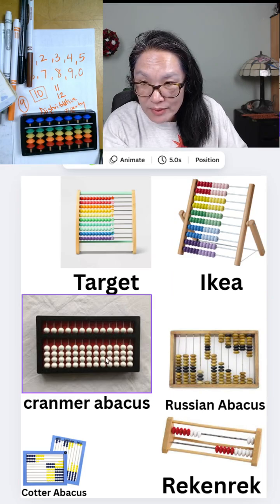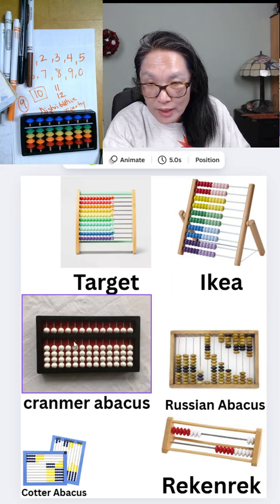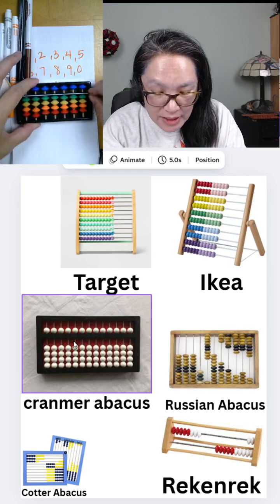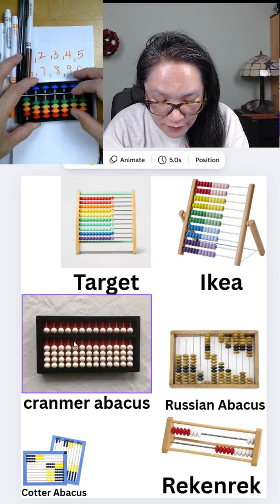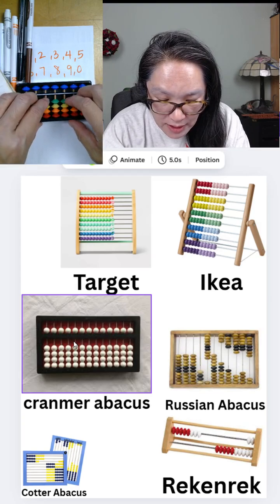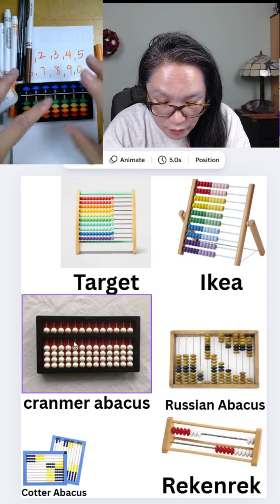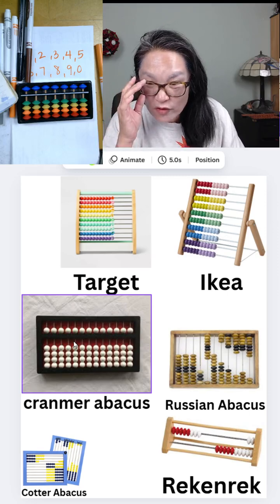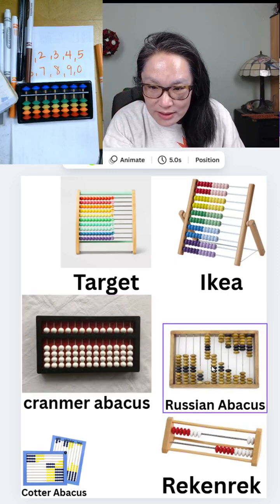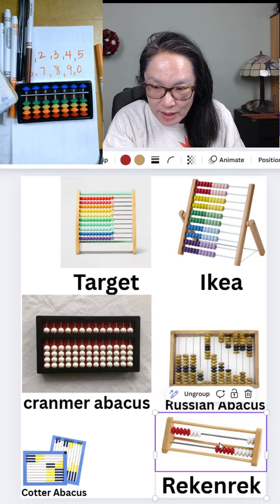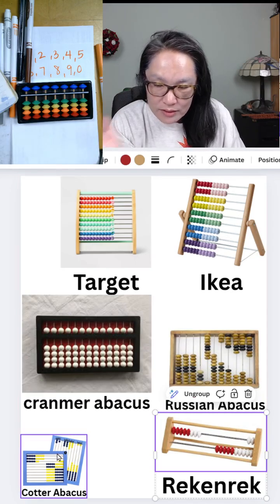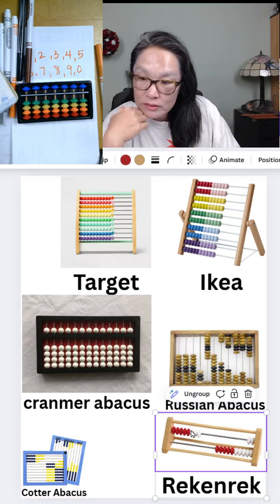This is a Kramer abacus for blind people because the beads are tougher. They're more difficult to move because they don't want the beads to just move freely. This is a Russian abacus, and then this one is a Dutch abacus, and then this is a quarter abacus, which is exactly the same as the others.